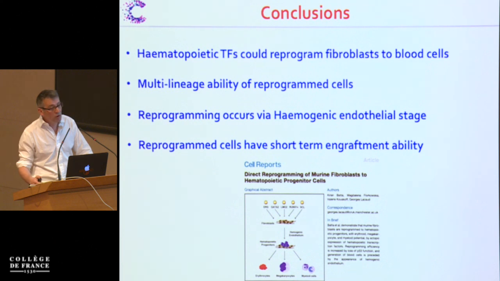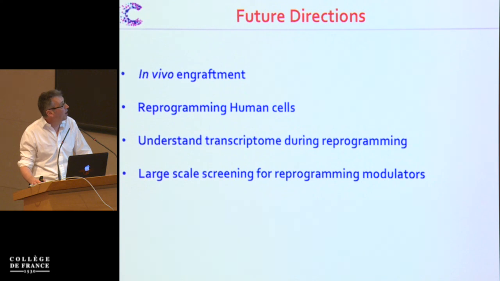So the major conclusion is that hematopoietic transcription factors can reprogram fibroblasts to blood cells. We have multi-lineage ability of these cells, so we can take individual colonies and they have multiple hematopoietic lineages. We've shown that this reprogramming occurs through a hemogenic endothelium stage. What I haven't shown you is that we have repopulation, but only a really short-term repopulation, so we don't have bona fide hematopoietic stem cells. We're still working on this.